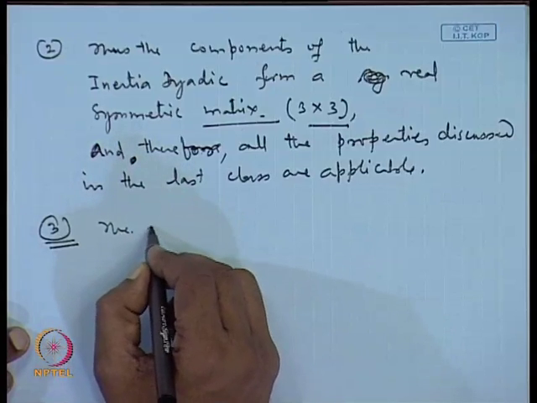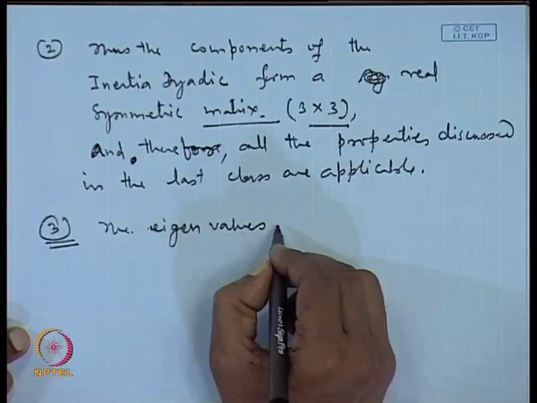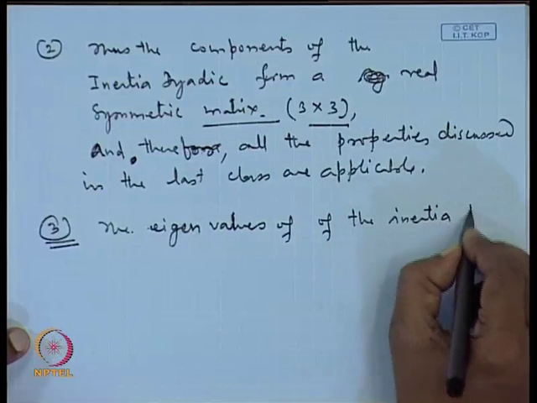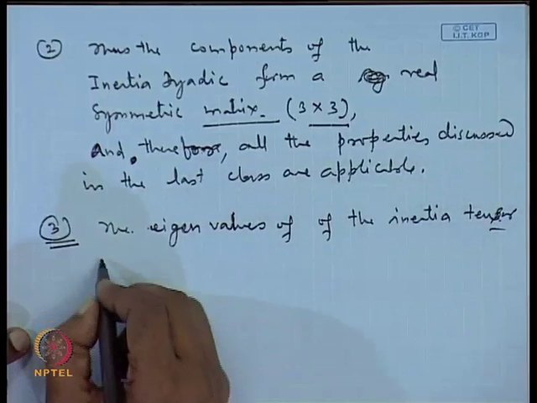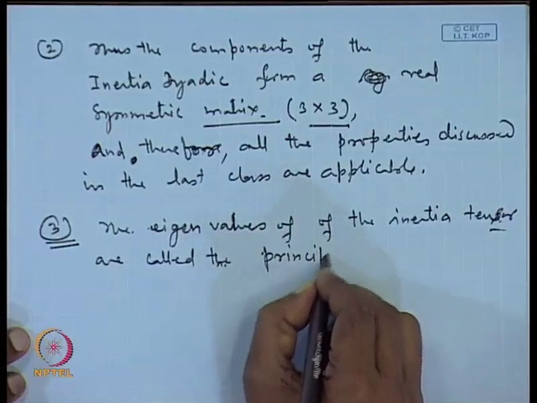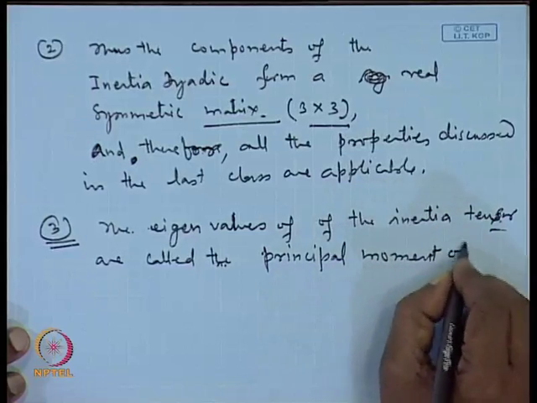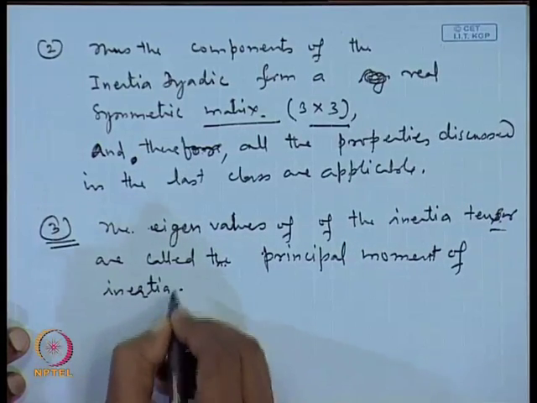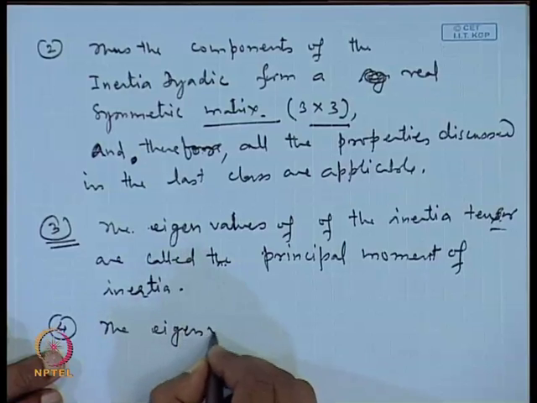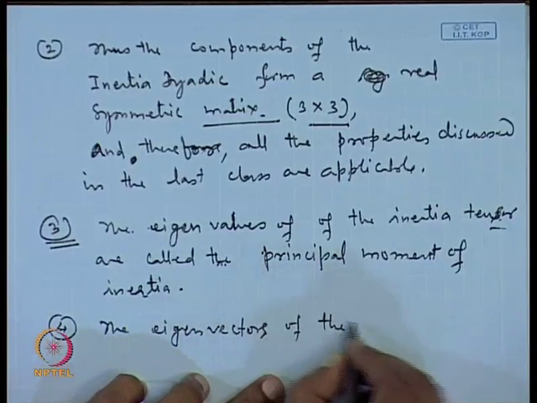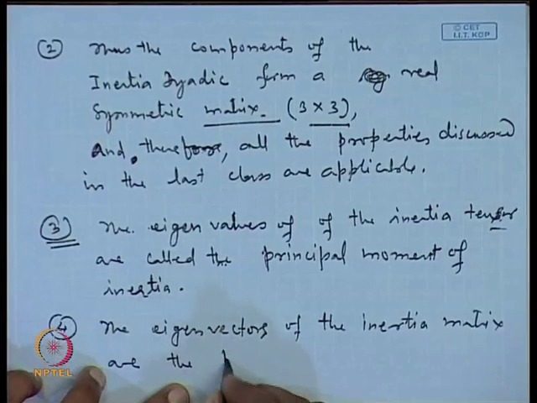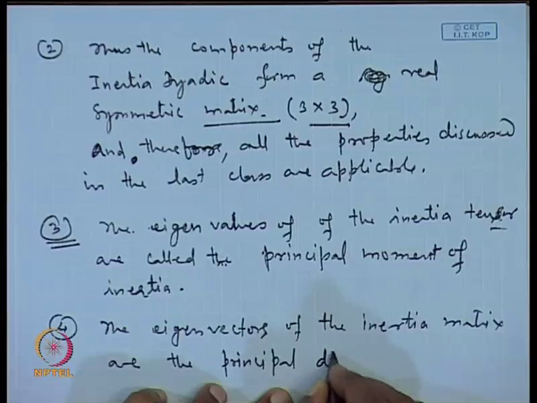Now the eigenvalues of the inertia tensor are called the principal moments of inertia, and the eigenvectors of the inertia matrix are the principal directions.